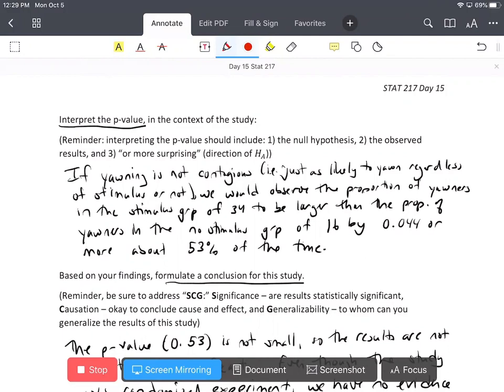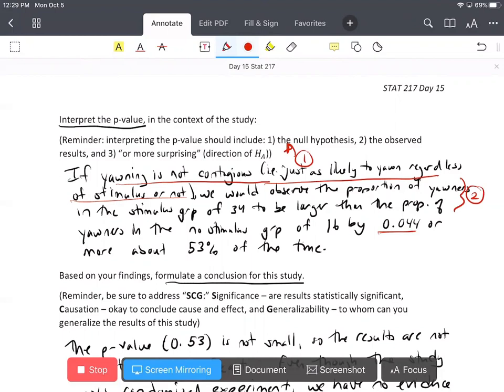So let's pick out the pieces here. Number one, the null hypothesis: if yawning is not contagious, and we talked a little bit more about it. Number two is the observed result: we would observe the proportion of yawners in the stimulus group to be larger, and this is all of number two here. And the result is about 53% of the time.